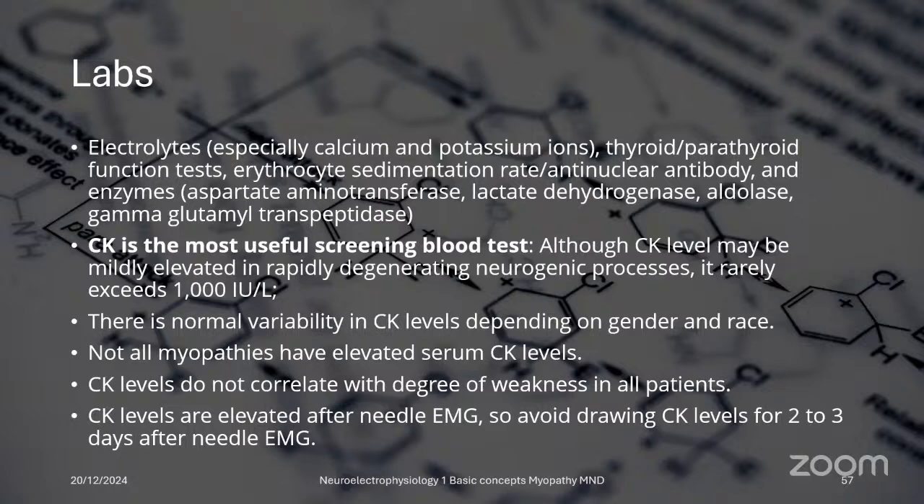CK is the most useful screening blood test. Although CK level may be mildly elevated in rapidly degenerating myopathies, it rarely exceeds 1000 international units per liter. So if you cross that, then you think that it is something abnormal.